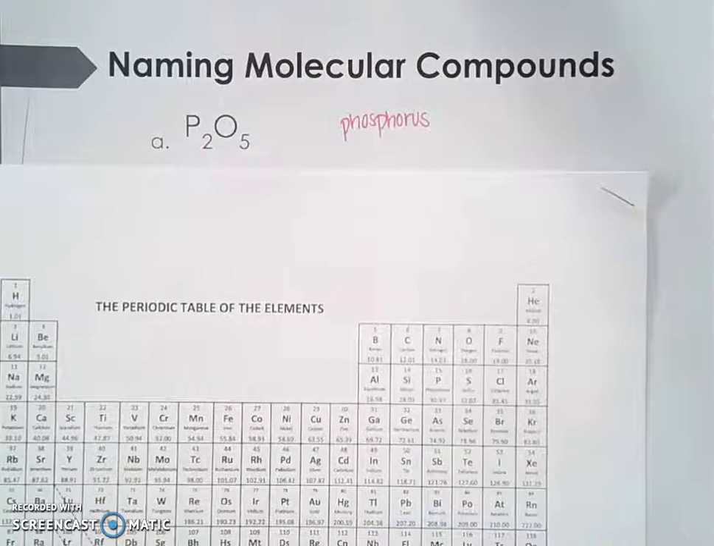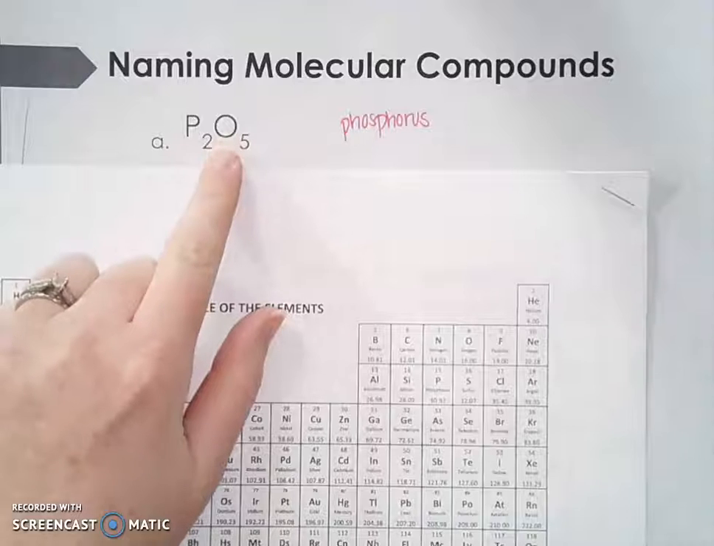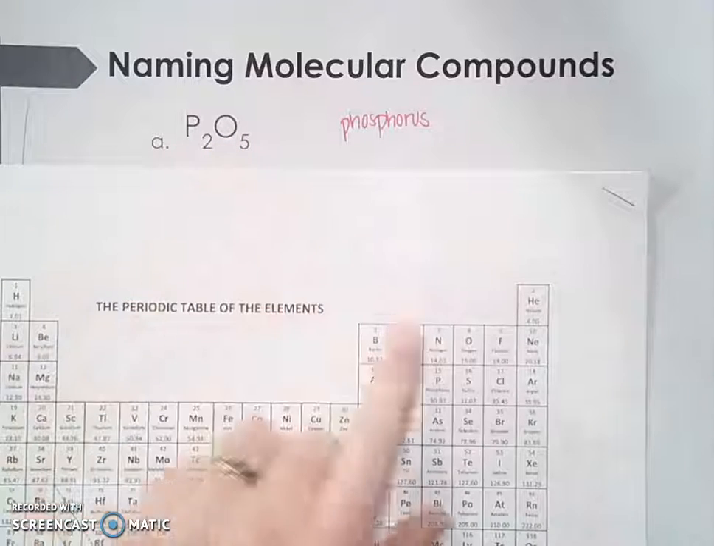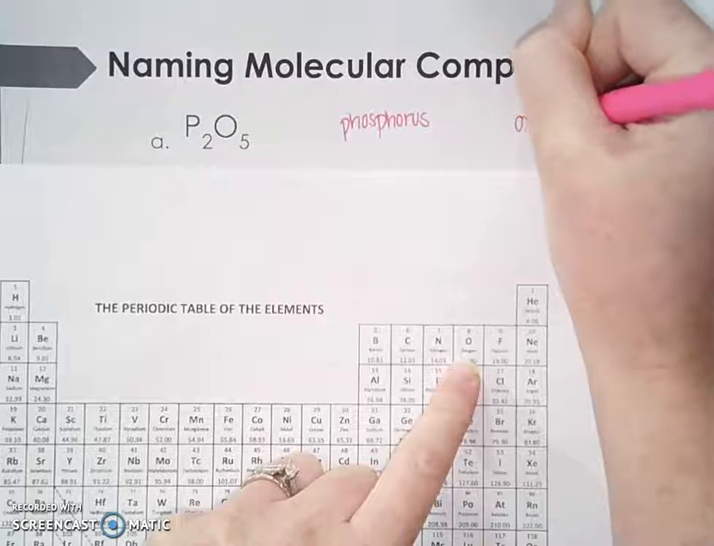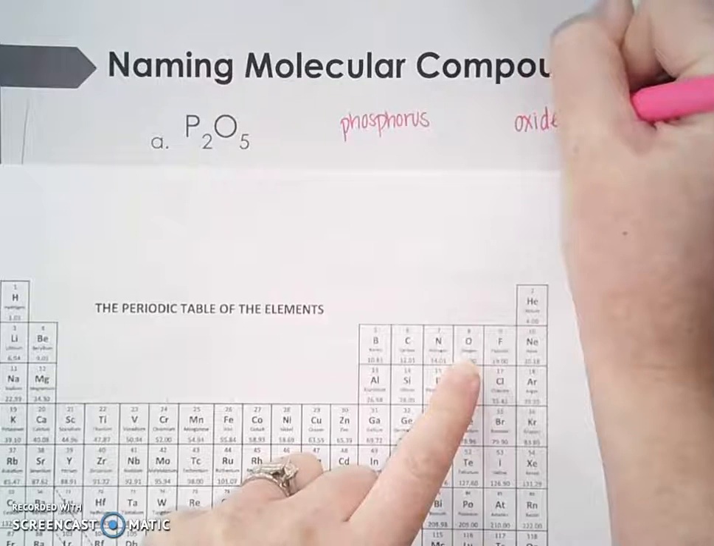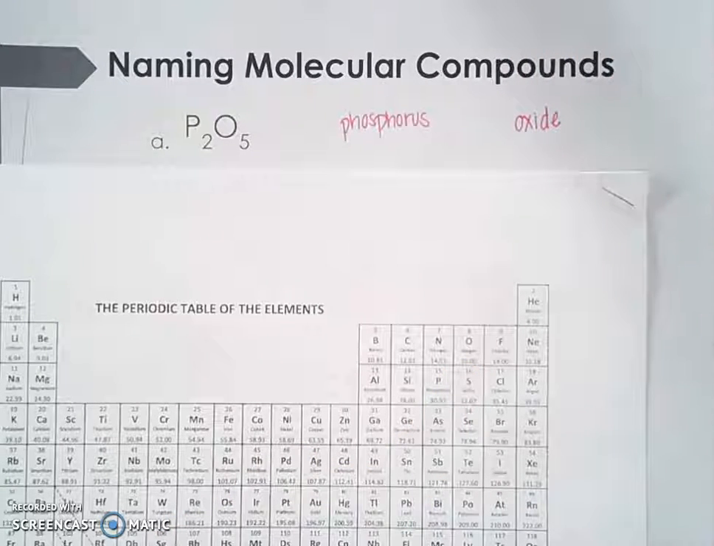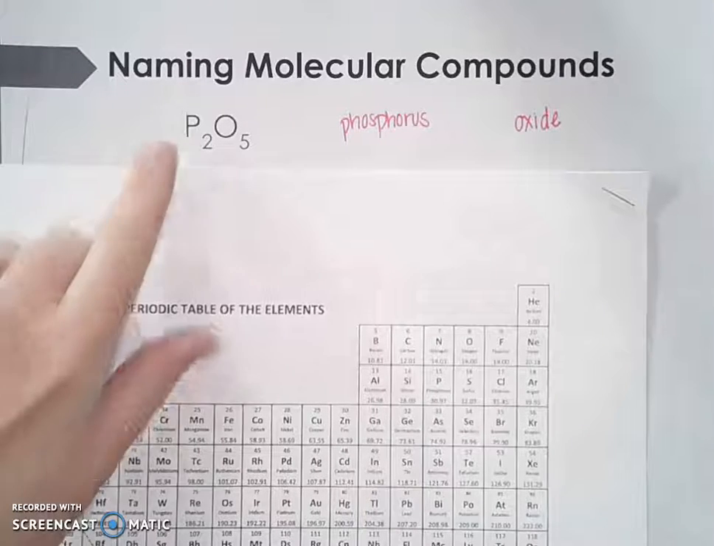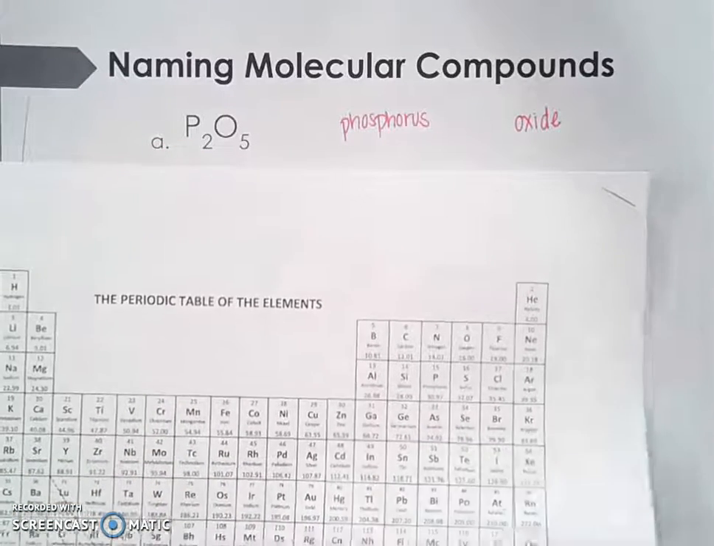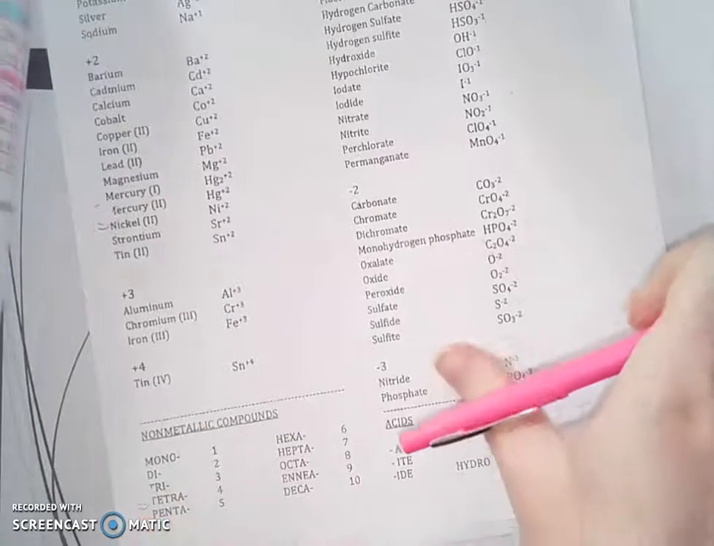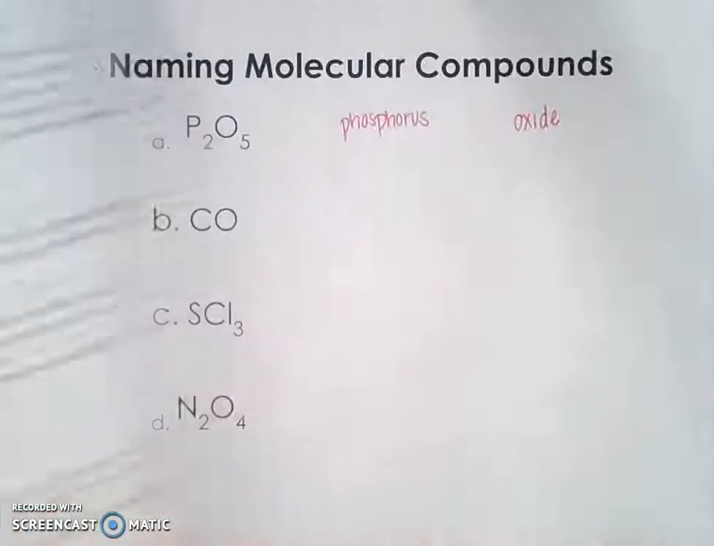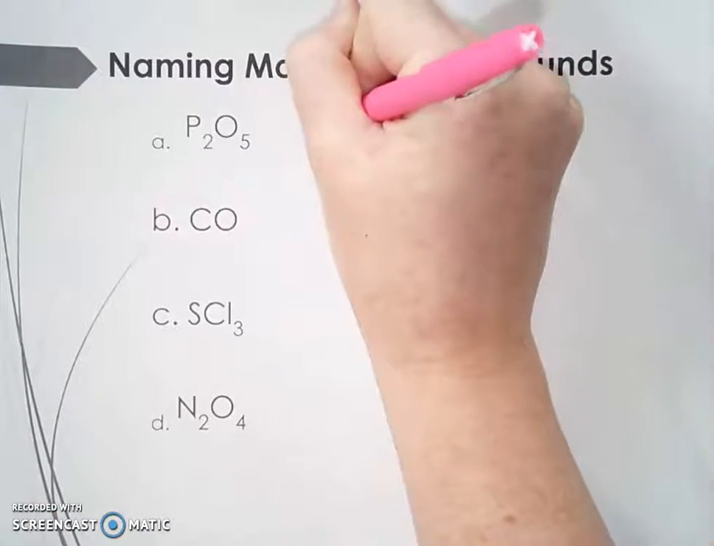And then the second element, I have to change the ending to -ide. So oxygen is going to become oxide. And I'm going to leave some space here because I need to put prefixes on my elements to tell me how many there are. So P2, 2. And again, if I look at my prefix list here, 2 is di. So I'm going to go ahead and put diphosphorus.